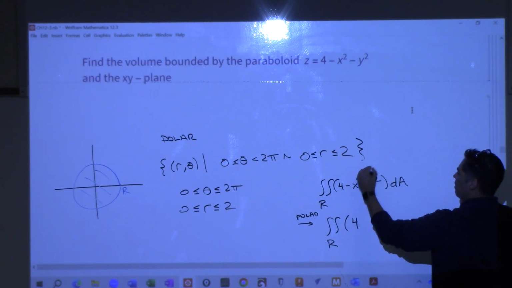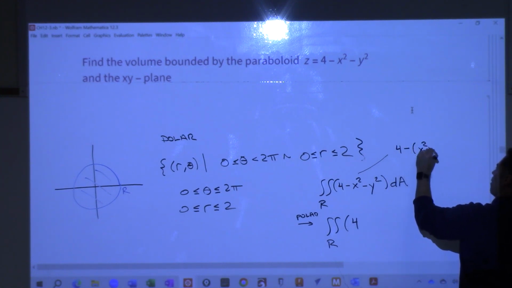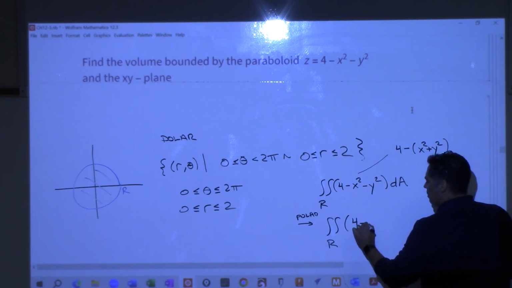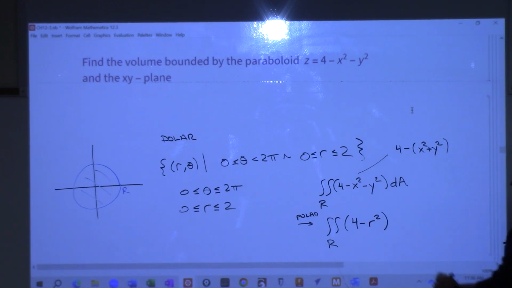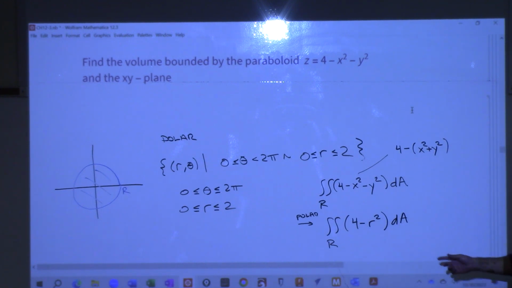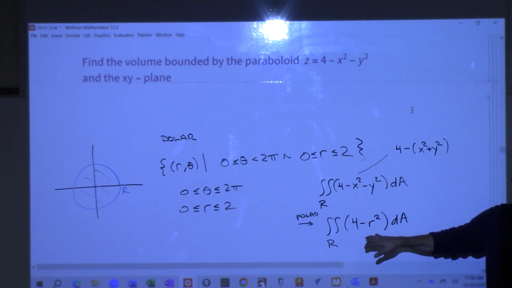Do you all see this right here can be rewritten as 4 minus, bring out the minus, x squared plus y squared? Isn't that the same thing? So this is really just 4 minus r squared dA. And now I'm going to replace my dA with r dr d theta or d theta dr. It's totally up to me because those are constants. Y'all understand? Pretty cool, right?